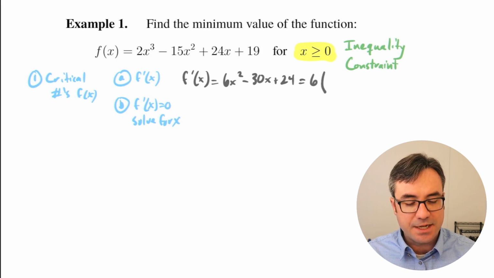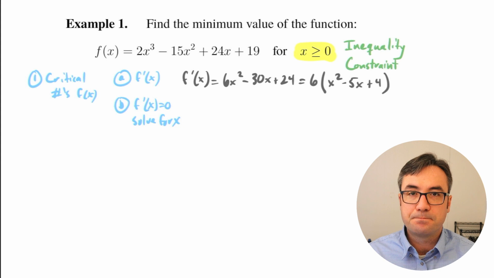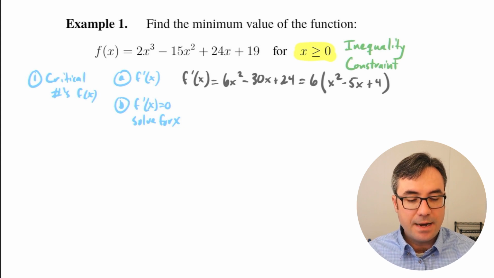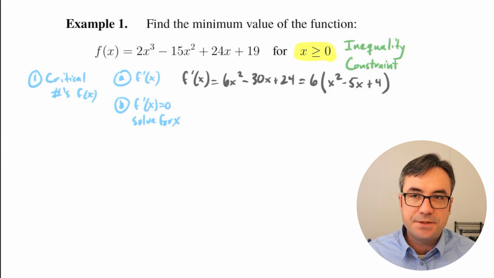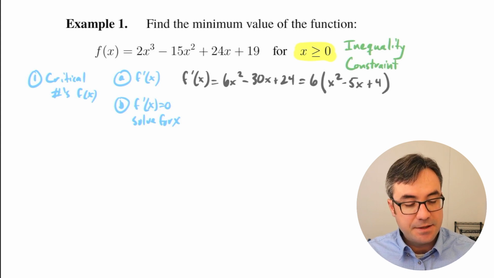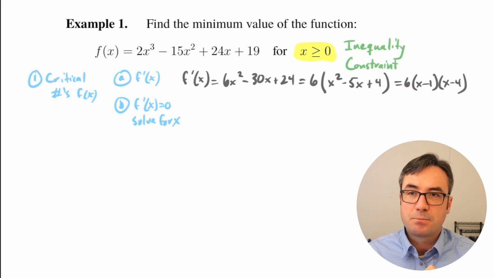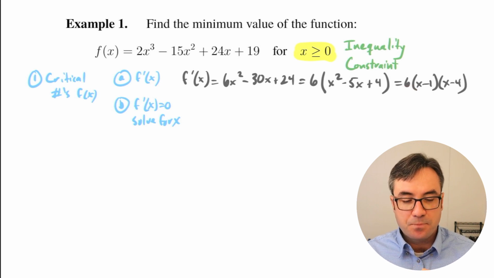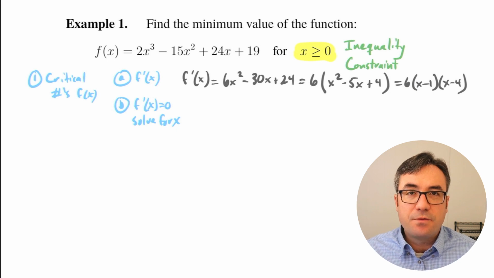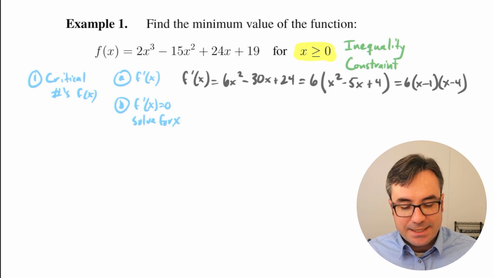When I factor out the 6, I'm going to have x squared minus 5x plus 4 left over. Now the numbers are a little bit smaller, so it's a little bit easier to factor. I see that this does actually factor into x minus 1 times x minus 4, and I still have that 6 there as well. All right, so it factors nicely. Then once we have our first derivative calculated and factored, we can set the factored version equal to 0.